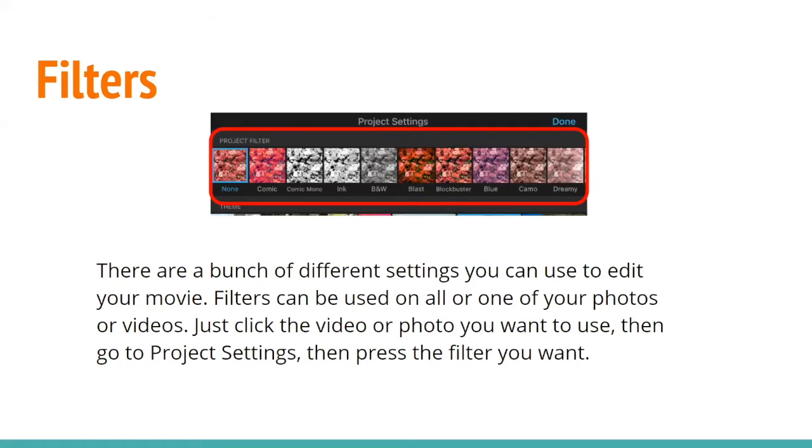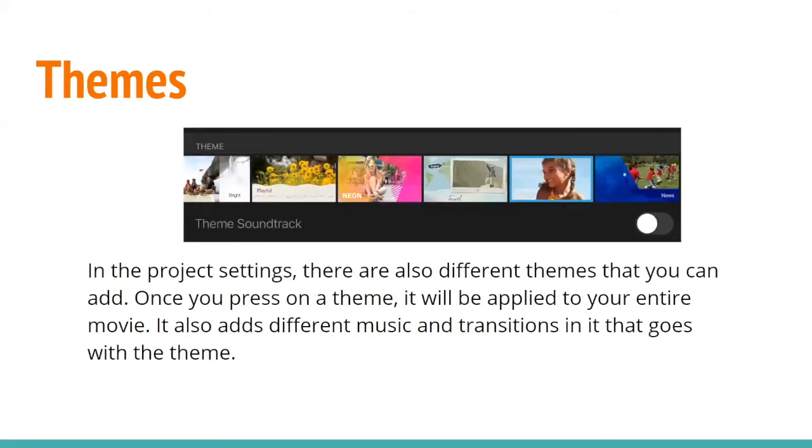Filters. There are a bunch of different settings you can use to edit your movie. Filters can be used on all or one of your photos or videos. Just click the video or photo you want to use, then go to Project Settings, then press the filter you want. Themes. In Project Settings, there are also different themes that you can add. Once you press on a theme, it will be applied to your entire movie. It also adds different music and transitions in it that go with the theme.